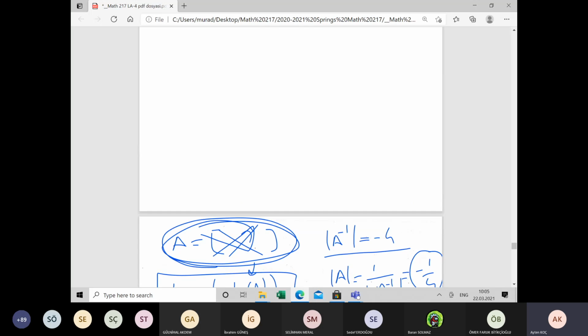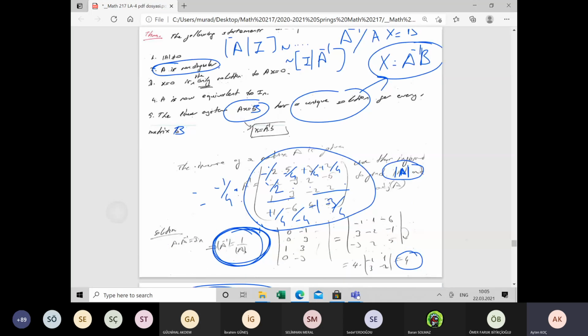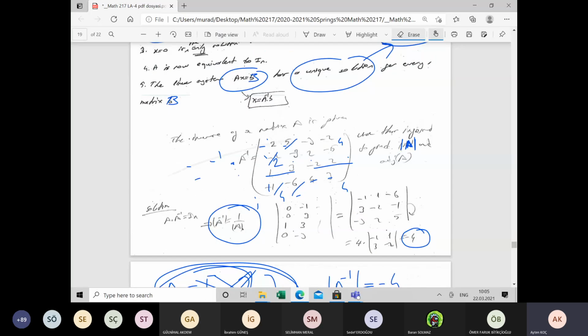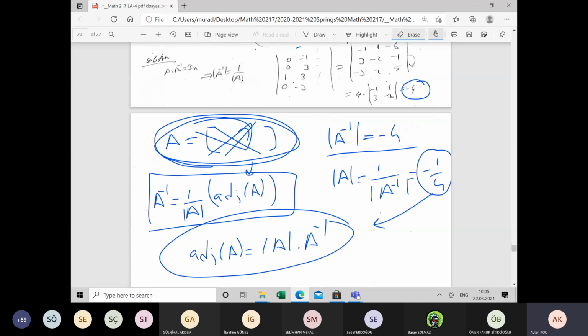But this one is homework. It's okay, homework. So solve this one. Our matrix is an invertible matrix, and if the inverse is this one, find the determinant of the adjoint matrix of A. Of course, use this method. You don't have to compute the A. It's okay.